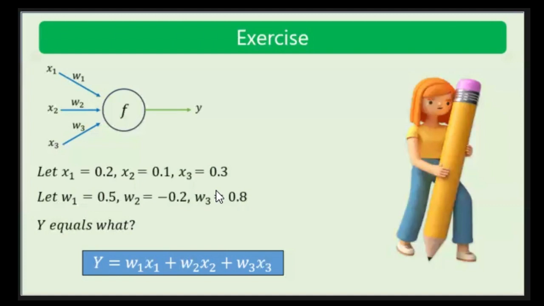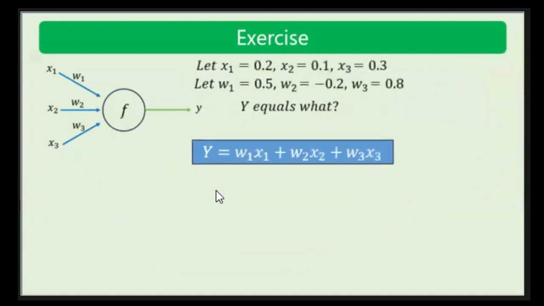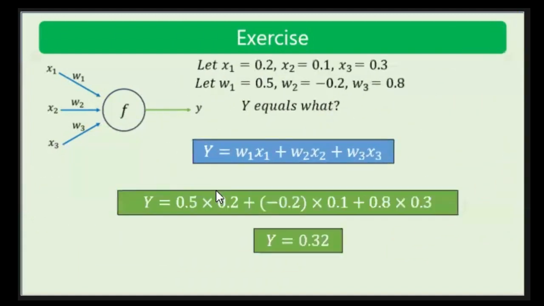And it's simple. So you will find it 0.5 into 0.2, plus 0.2 into 0.1, plus 0.8 into 0.3. So y is equal to 0.32. So that is the output. So this is how the output is given. Now this output is a single neuron output.